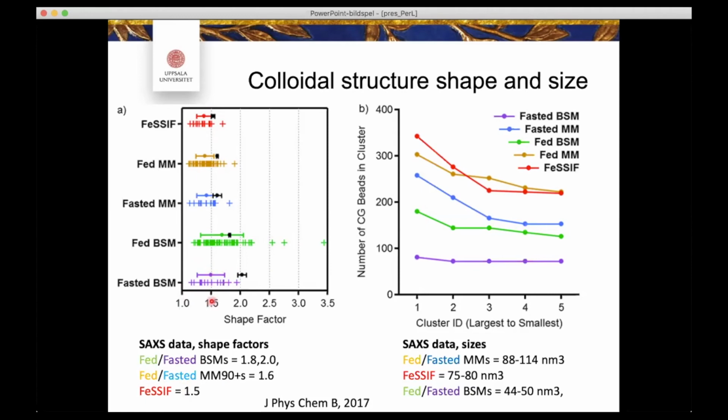So qualitatively, the agreement is there, and the same is also true for the sizes, which I don't think I need to talk about. I've covered that before. But we see that the largest structures, expressed now in volume instead, come from the fed and fasted micelles, and this is also something that we see in the simulations.